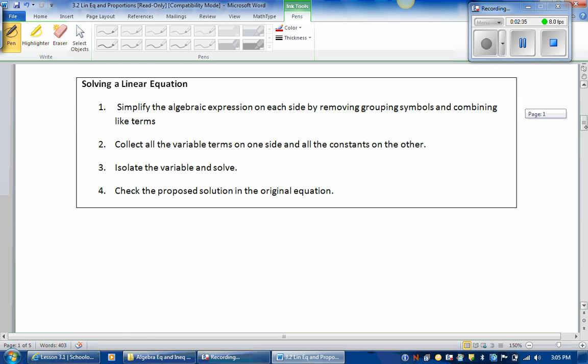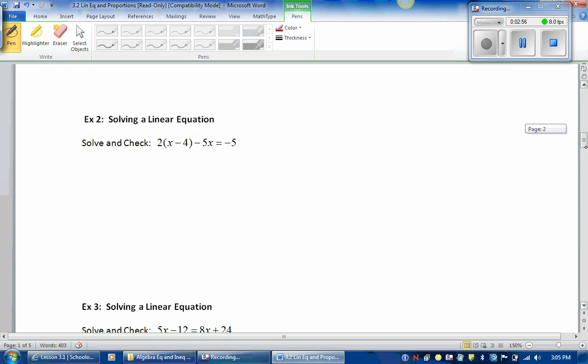So when we go to solve linear equations, again, we're simplifying the algebraic expression on one side by removing grouping symbols and combining like terms. We're going to collect all the variable terms on one side and all the constants on the other. Then we isolate the variable and solve, and of course we always want to go back and check. All right, so let's try this one.